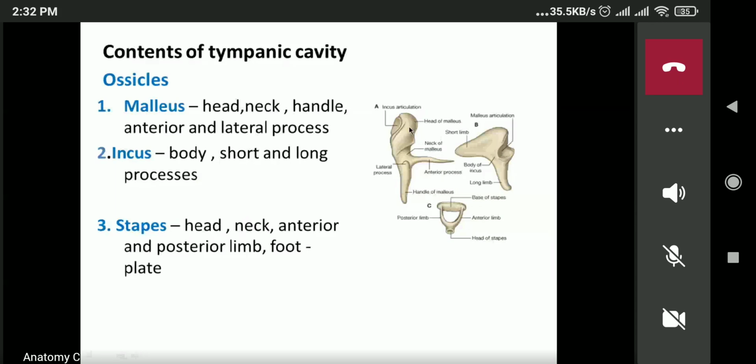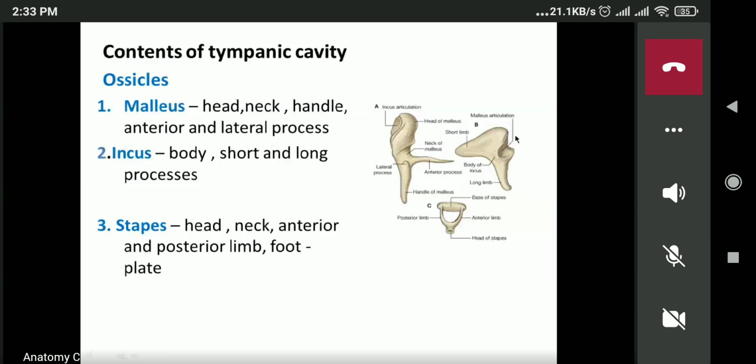Let's start with the ossicles. This is the malleus. You should be able to identify the 3 ear ossicles. The malleus has a head. Within the head you can see a cavity which articulates with the incus. The constricted part is always the neck, and then there is the handle of the malleus. It also has 2 processes: this is the lateral process, and this is the anterior process. And this is the handle of the malleus.